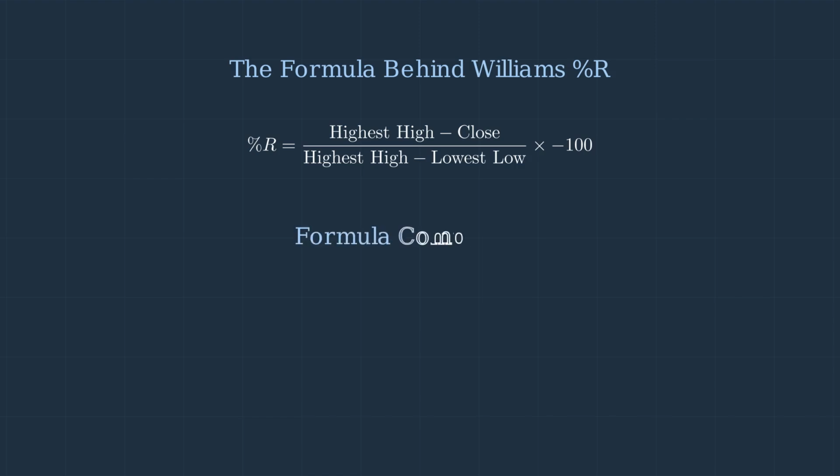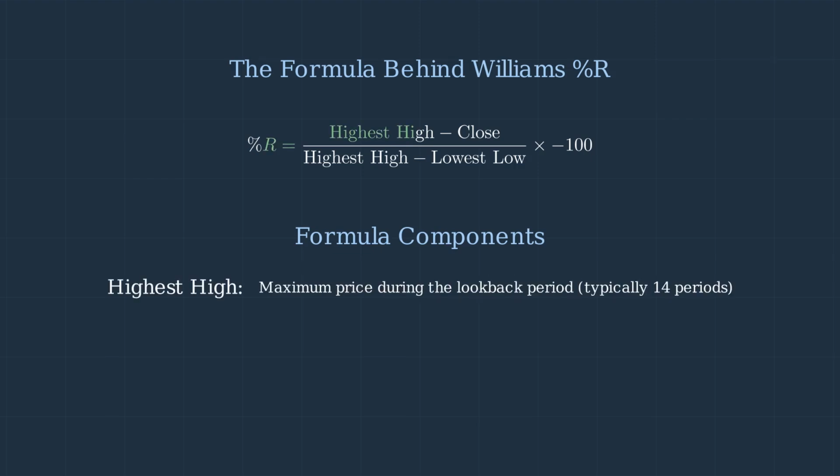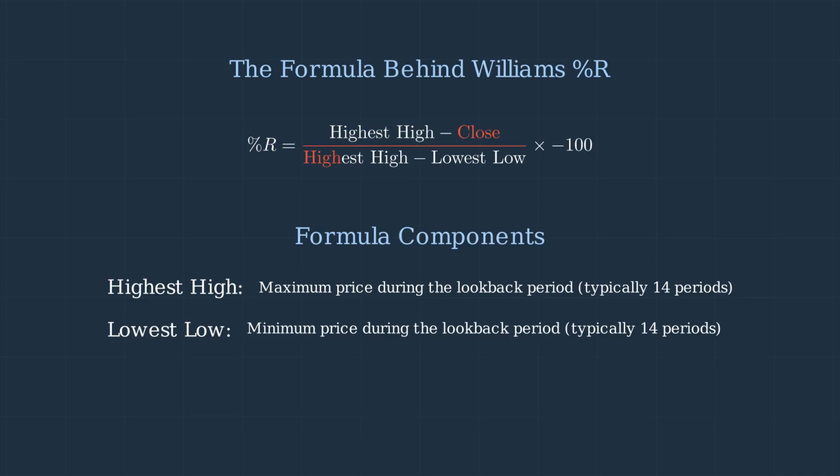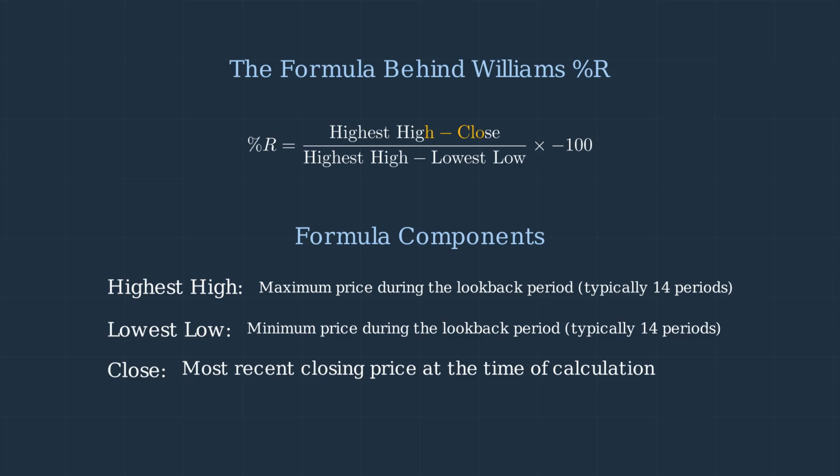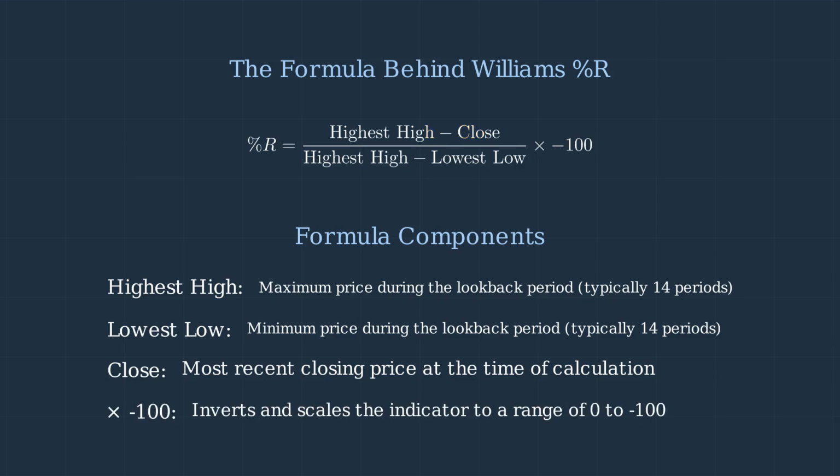Let's break down each component of this formula to understand how it works. The highest high refers to the maximum price reached during the look-back period, which is typically set to 14 periods. The lowest low is the minimum price during the same look-back period. The close refers to the most recent closing price at the time of calculation. Finally, we multiply by negative 100. This inverts and scales the indicator to range from 0 to negative 100.